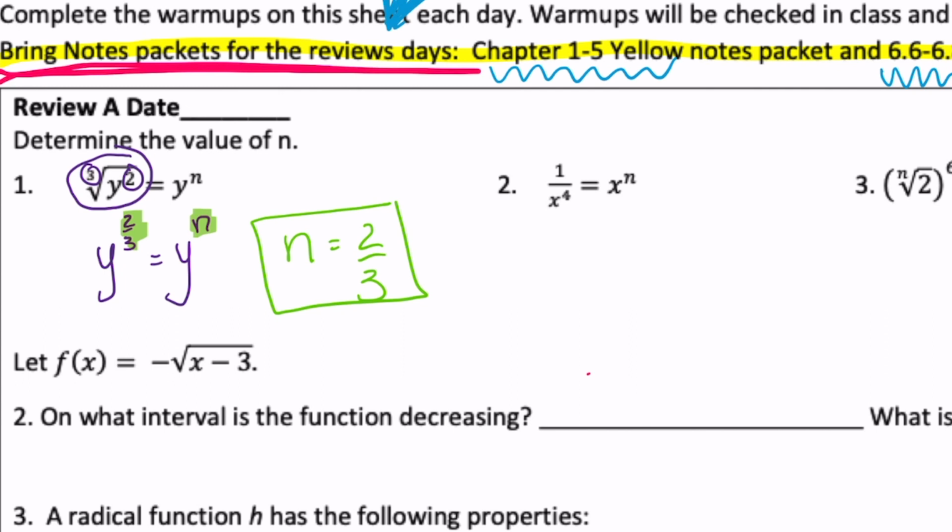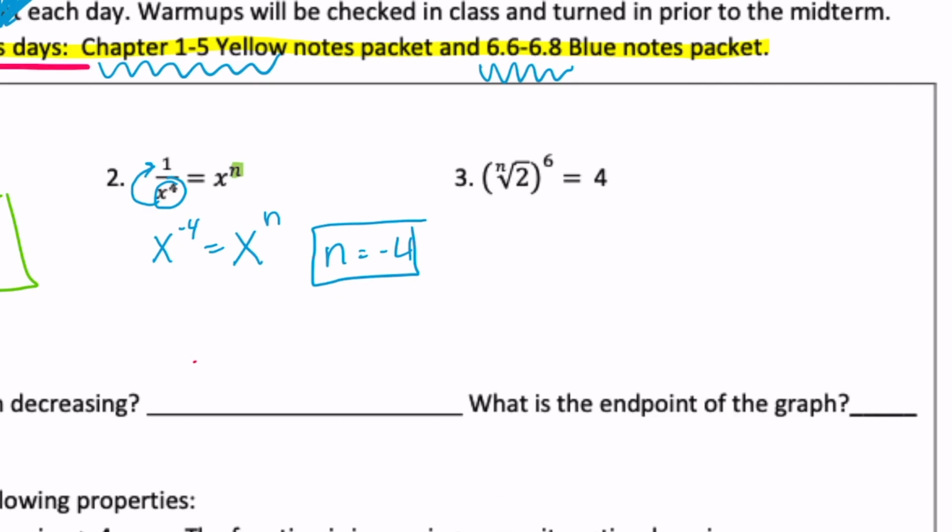Well, let's use this same logic on the next one. I have 1 over x to the 4th equals x to the n. So I just need to make both sides of the equal sign look like a base x raised to a power so I can match up that n power. Well, I can be a little creative here. I know that 1 over x to the 4th, if I move the x to the 4th to the numerator, that would just be x to the -4 equals x to the n. Now my -4 and my n would be equivalent. N equals -4.